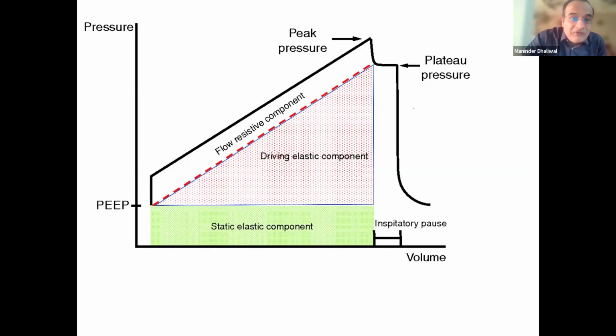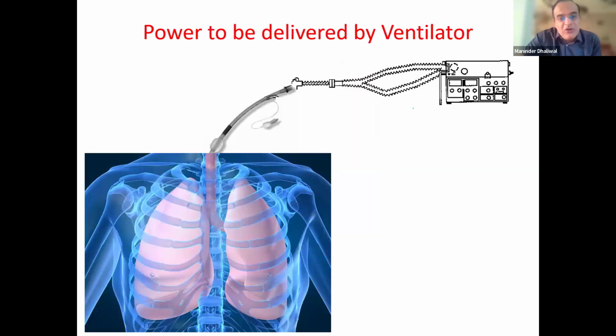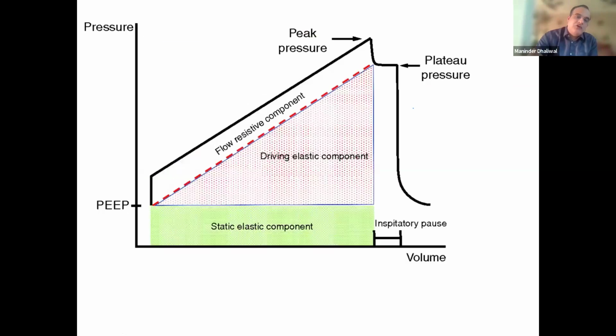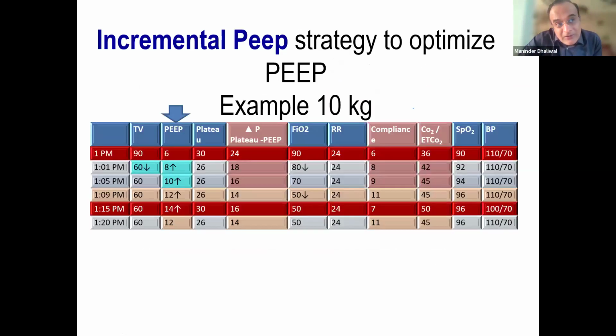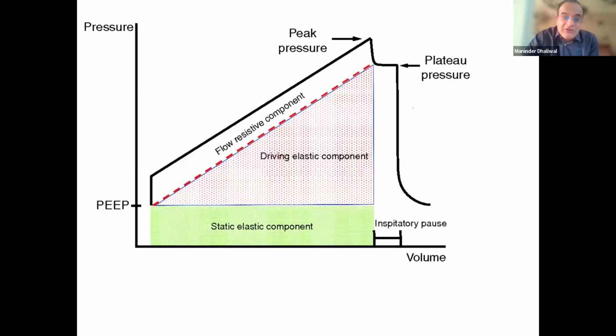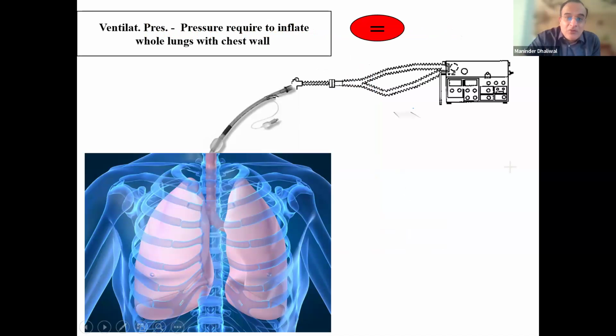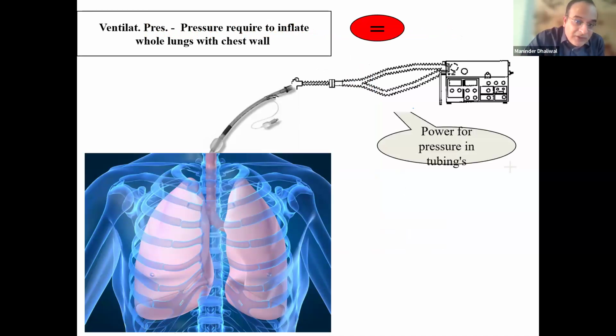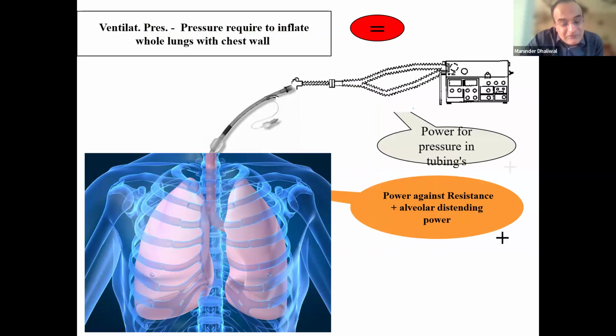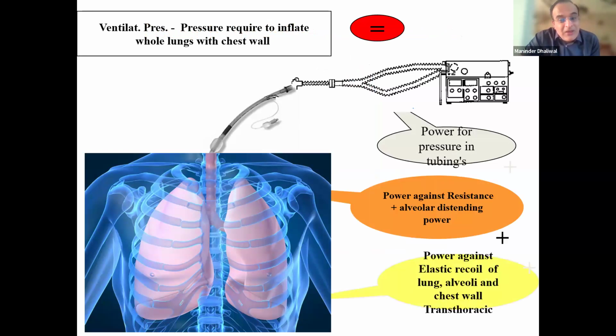Now, we are introducing a new concept over here, which is called power. What we were earlier focused on was what the lung is getting, that is the plateau pressure or the alveolar distending pressure. What new concept has come into the picture is how much power has to be given by the ventilator so the alveoli keep expanded. This power is lost somewhere in the tubing. This power is lost against the resistance in the tubing and the alveolar distending. And this power has to work against the recoil of the lung and the chest wall edema.